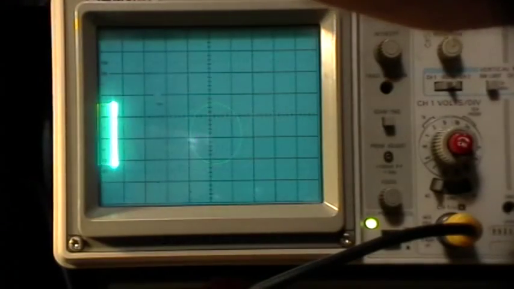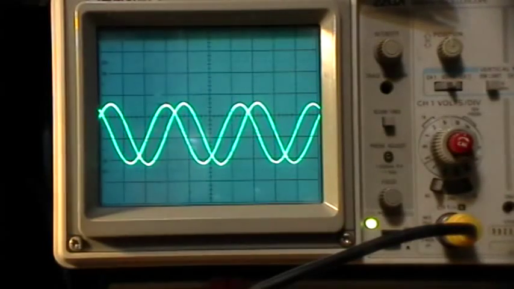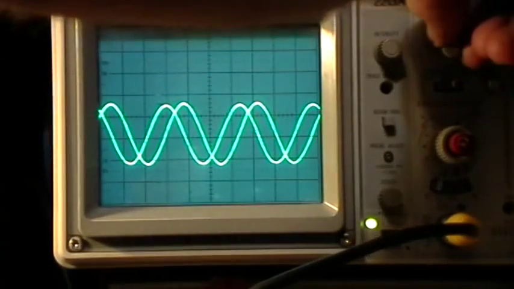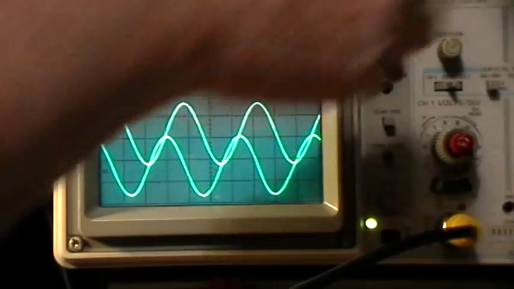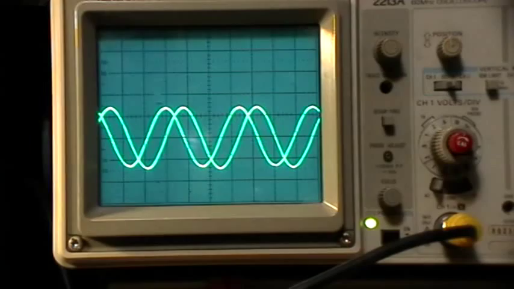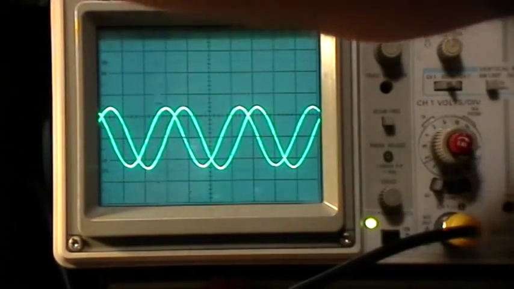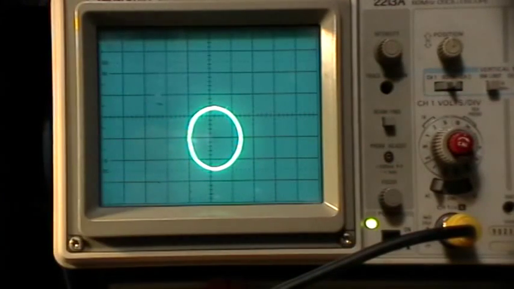So let's just see what that looks like by going back to the 1 microsecond per division display. And sure enough, we see that the peak of the one signal is right where the zero crossing of the other signal lies, right? So that's a perfect 90-degree out of phase situation right there. So that's using the Lissajous pattern in the XY mode of the scope to determine the phase shift.